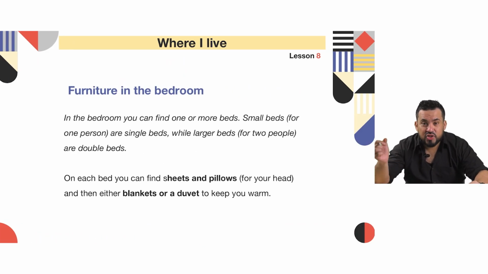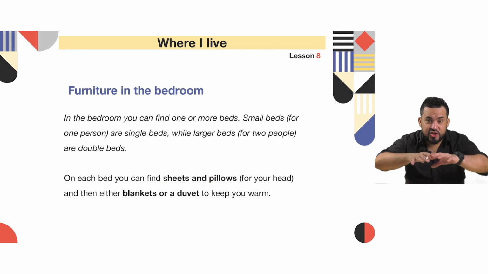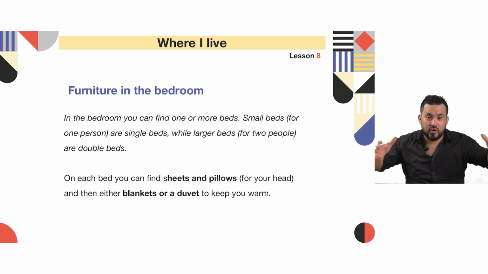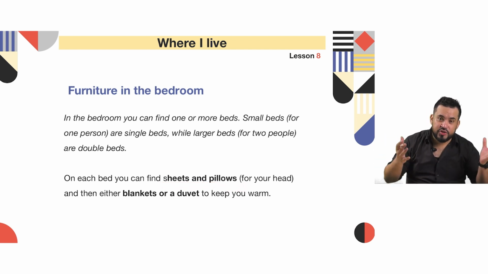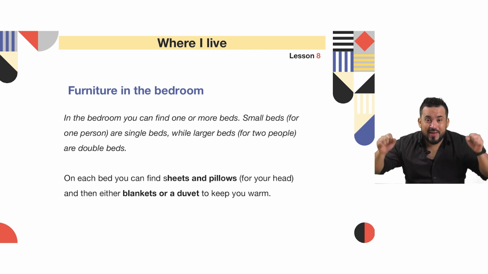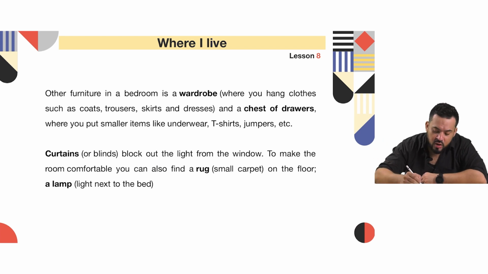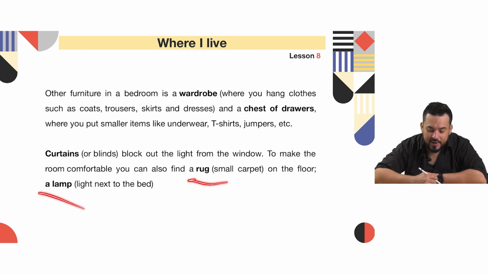Now let's move to the bedroom and take a look at the furniture in the bedroom. In the bedroom, you have sheets and pillows. The sheet is what goes over the mattress to cover it, and the pillow is where you put your head when you go to sleep. Blankets or duvet are to keep you warm. A blanket is what you use for cover when you go to sleep. Other furniture in the bedroom are a wardrobe, chest of drawers, curtains, rug, and a lamp.